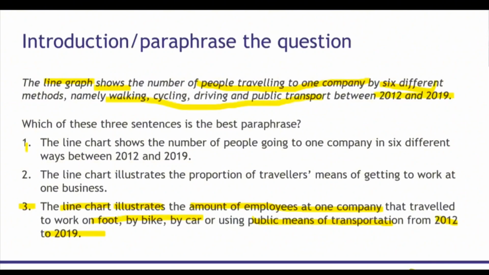Number 1 that we saw before is not really a very good paraphrase. It talks about the number of people going to one company. It doesn't paraphrase the verb, and it doesn't tell us anything about those means of transportation. It doesn't tell us anything about the type, so it doesn't fully paraphrase the question. The second is similar. It doesn't tell us the years. In example number 2, we don't see anywhere that it's 2012 to 2019, and it doesn't tell us either about the 6 different ways that those employees do so.